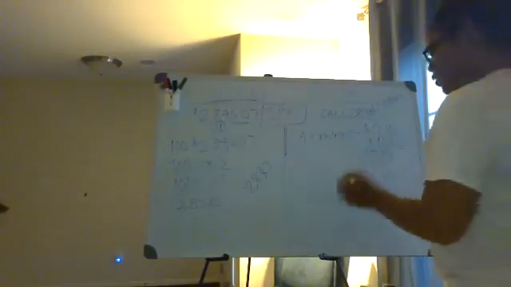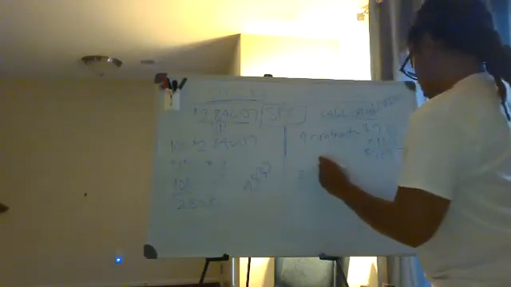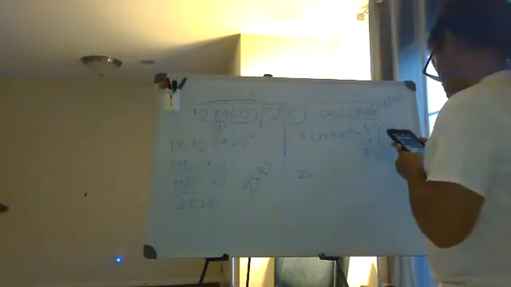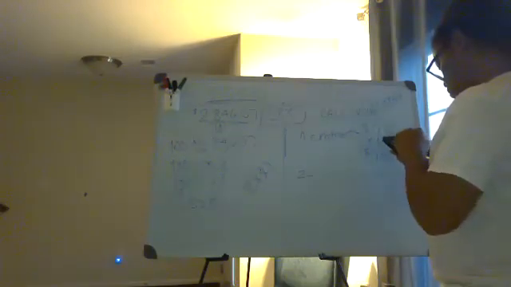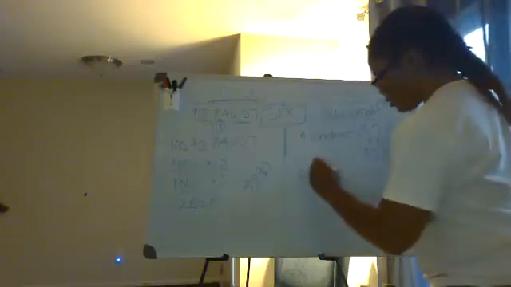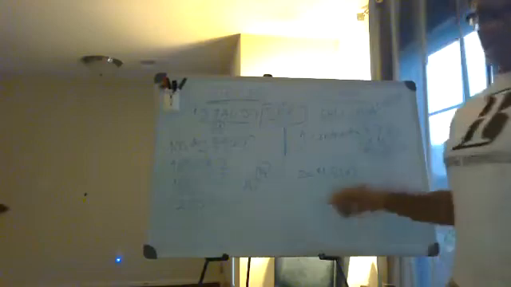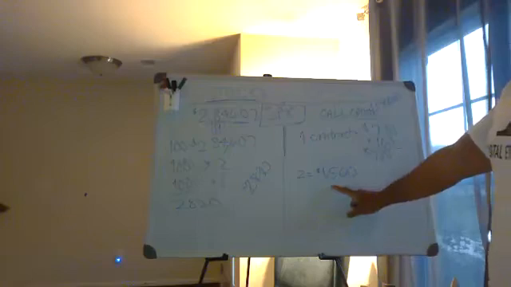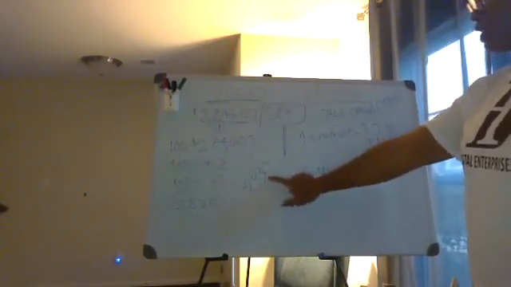So I picked up two contracts. Let me make sure. 780 times 2. Yes, so 1,560. So basically, I bet $1,560 that S&P will be trading at 28.30 by Friday, right?